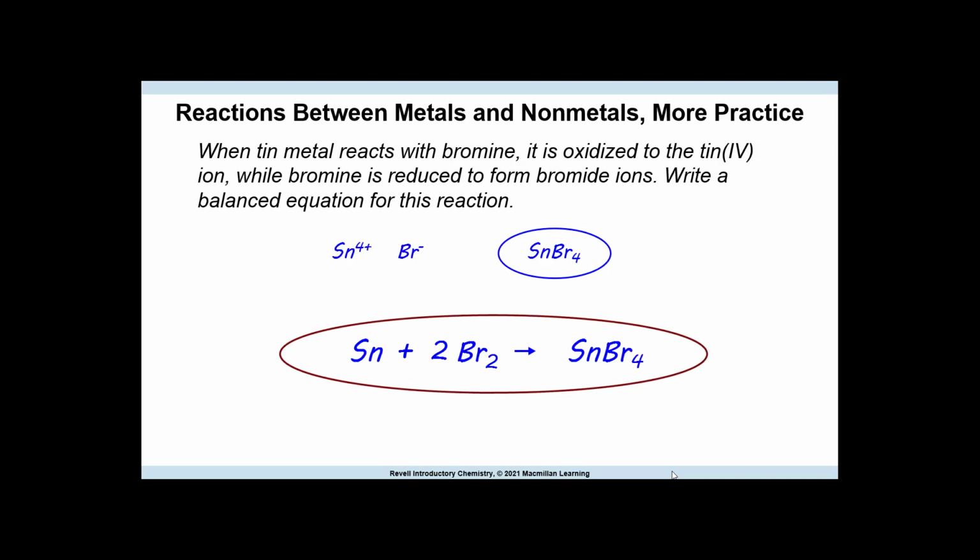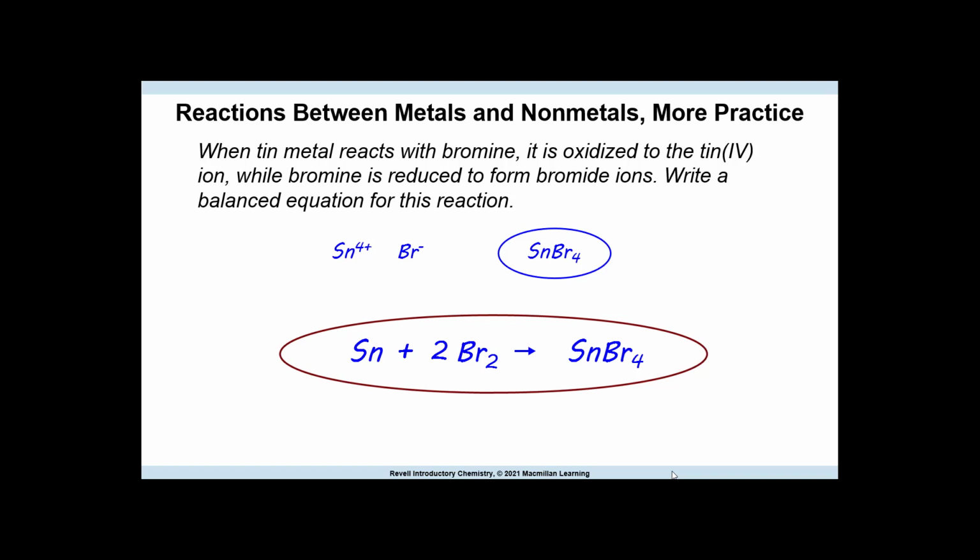Okay, so we have another example here. Let's look at this one. When tin metal reacts with bromine, it is oxidized to the tin 4 ion, while bromine is reduced to form bromide ions. It's already told you which is oxidized and which is reduced. As long as you know those definitions, that will help you write a balanced equation for this reaction. So now we're at a point where you should be able to pull out these compounds and know how to write them out.